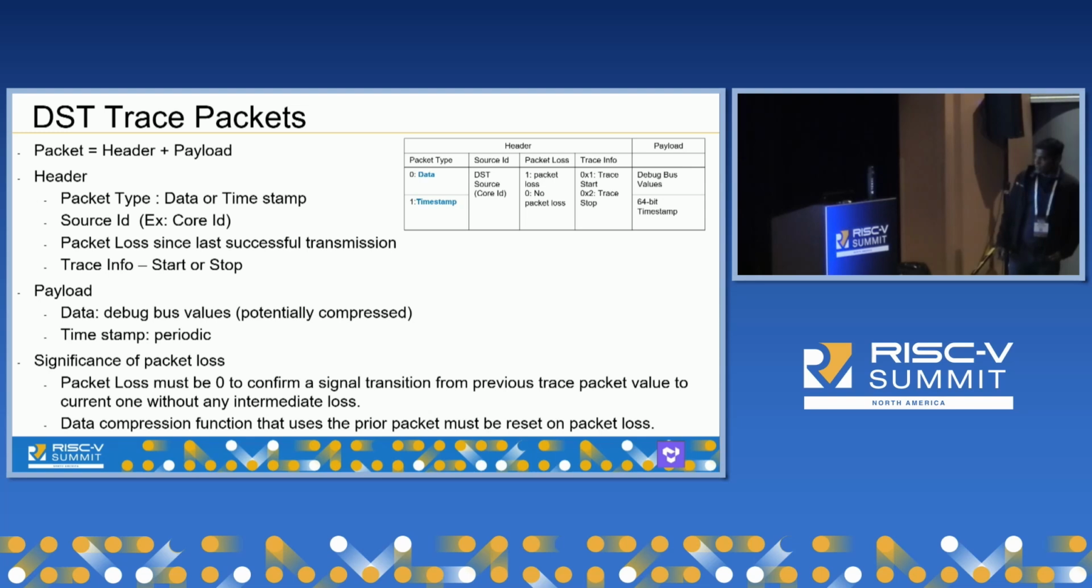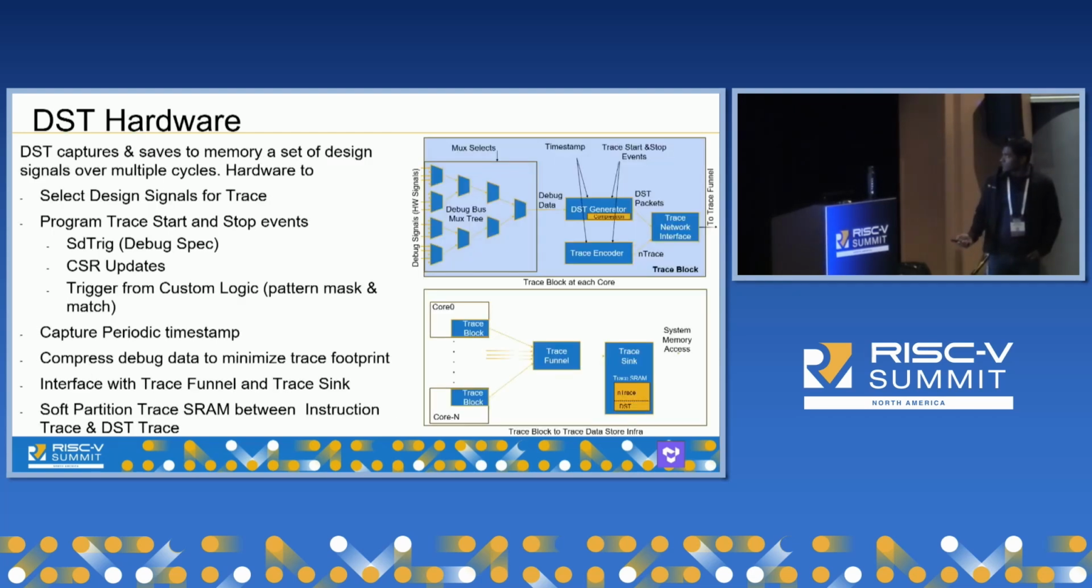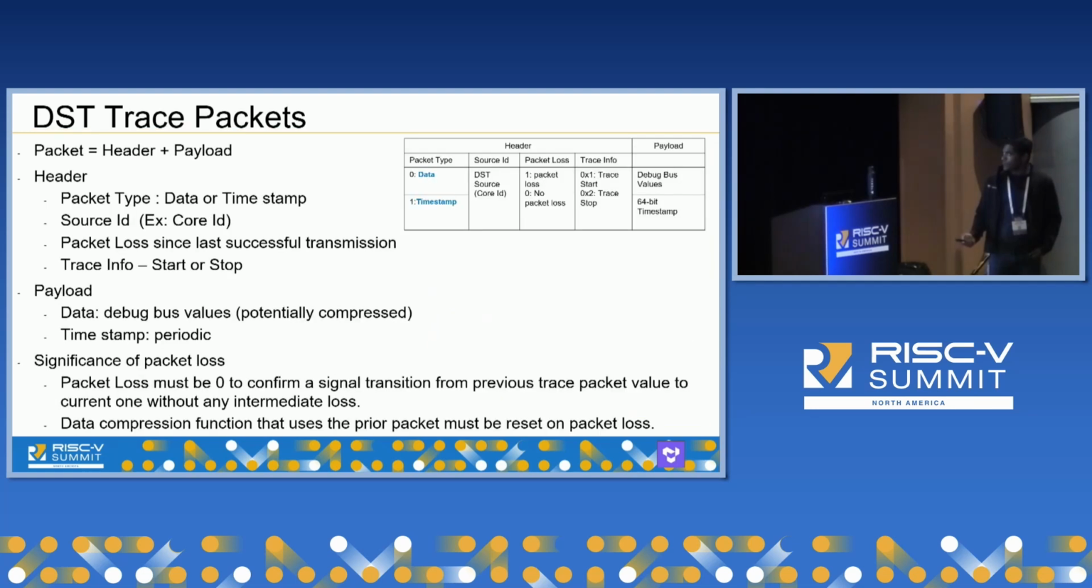Now, coming to packet loss. We also have a dedicated bit to indicate packet loss. Why is this bit important? Assume for a minute that when you're sending data from the DST generator over the trace funnel to memory, because of back pressure, you're losing a packet. In that case, you want to indicate that you lost a packet, because when you're tracing signals and trying to conclude that a particular signal transitioned from value A to B, you want to make sure that the packet loss bit is set to 0 so that you can indeed make that conclusion. So that's the significance of the packet loss.